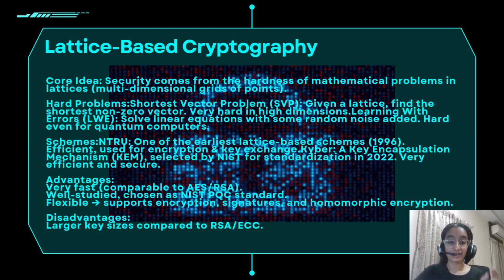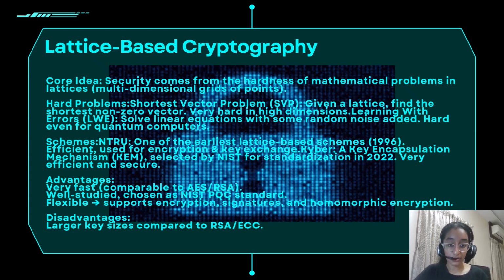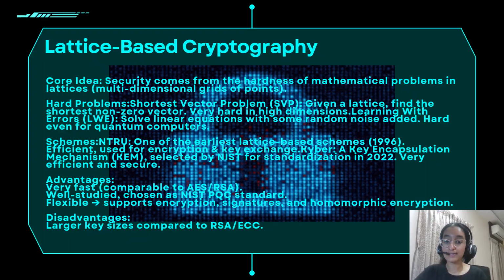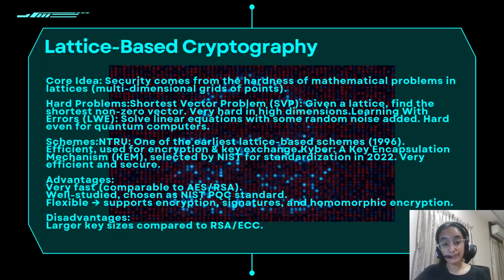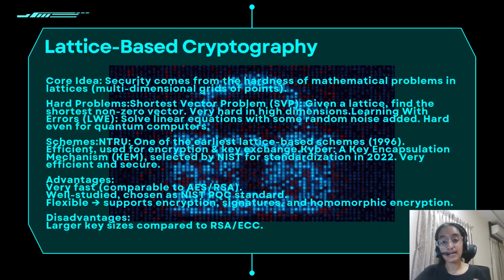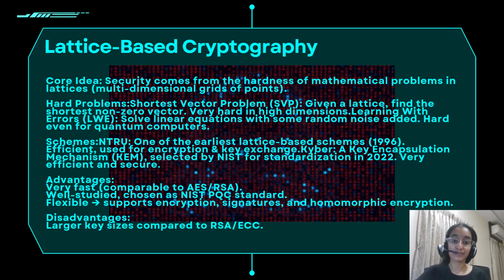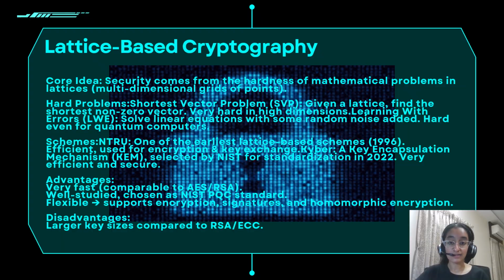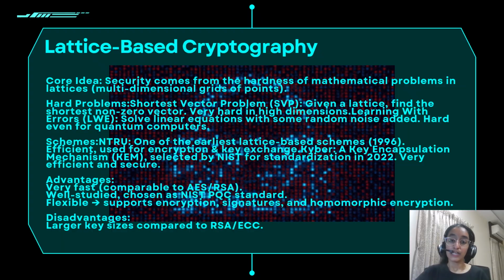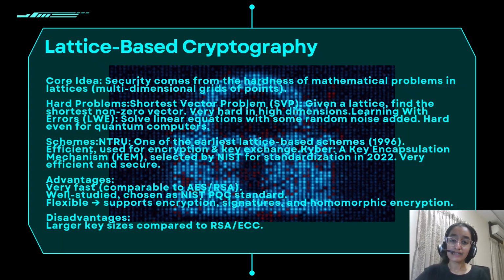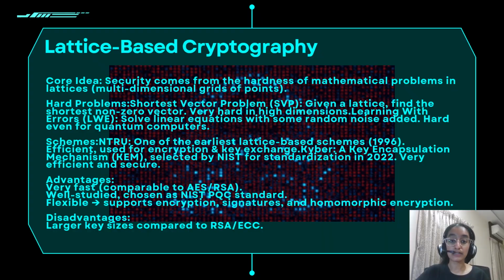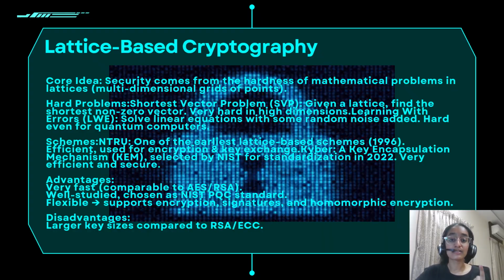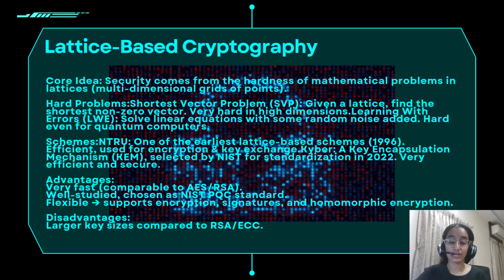really quickly. The core idea is the security comes from lattices. A lattice is like a grid of points in a space. In 2D, you can imagine it as dots arranged in a repeating pattern like tiles on the floor. In lattice cryptography, we use lattices in hundreds of dimensions. Problems that are easy in 2D or 3D become nearly impossible in high dimensions. This hardness is what makes lattice cryptography secure.